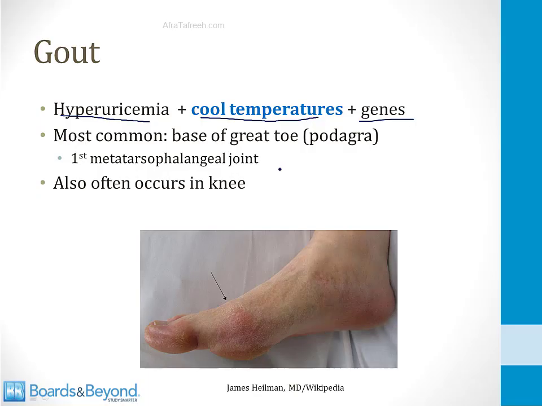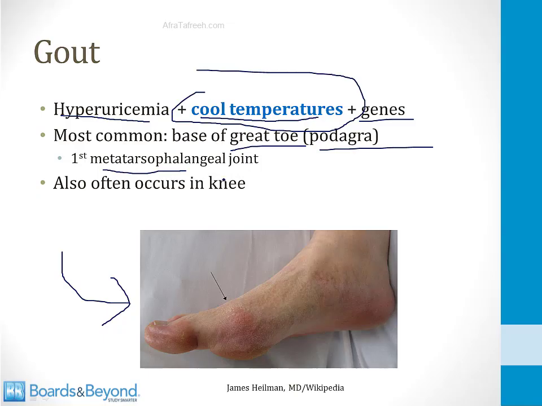The most common location for an attack of gouty arthritis is the base of the great toe. When gout occurs here, it's called podagra. This is a picture of someone with podagra on the screen here. This patient has arthritis of the first metatarsal joint in the foot. That's podagra, a classic location for gout because the temperatures are relatively cool here. Another classic location is in the knee, so an acute attack of arthritis in the knee often represents gout.